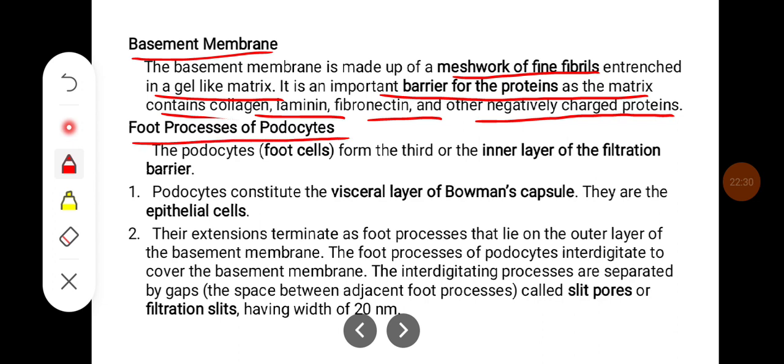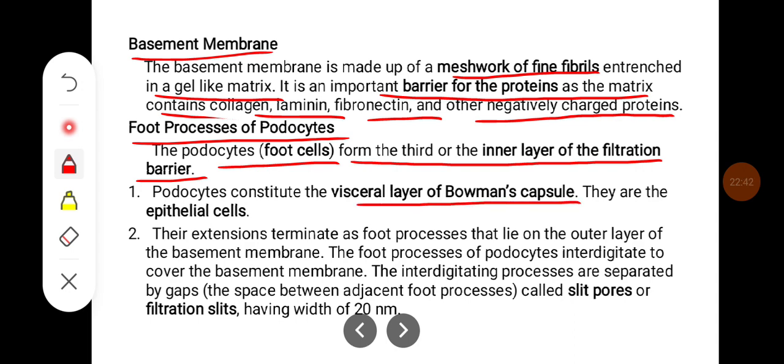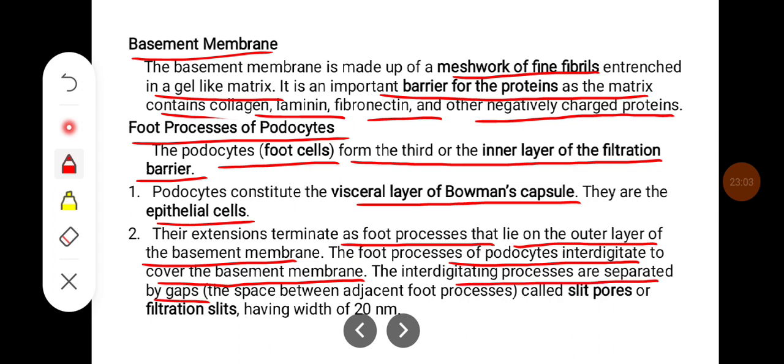Foot processes of podocytes. The podocytes, that is, foot cells, form the third layer, the inner layer of the filtration barrier. Podocytes constitute the visceral layer of Bowman's capsule, and they are epithelial cells. Their extensions terminate as the foot processes that lie on the outer layer of the basement membrane. The foot processes of podocytes interdigitate to cover the basement membrane. The interdigitating processes are separated by gaps, that is, the space between two adjacent foot processes, which are called slit pores or filtration slits, having a width of 20 nanometers.